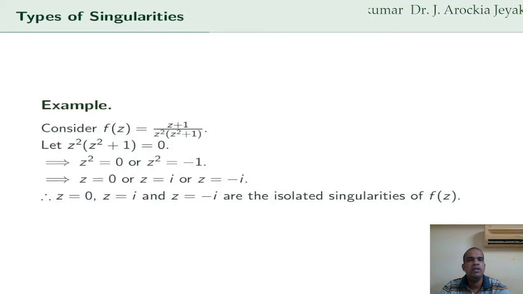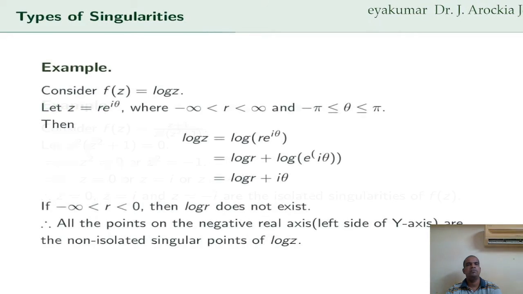Let the denominator z^2 (z^2 + 1) equal to 0. Solving the denominator, we can have the next line: z^2 equal to 0 or z^2 equal to -1. This implies z equal to 0 or z equal to i or z equal to -i. There are three singular points such as 0, i and -i. Consider the following example. This is the example for non-isolated singular point.